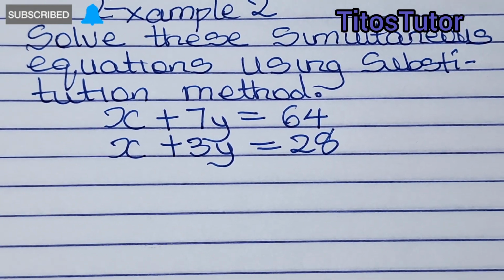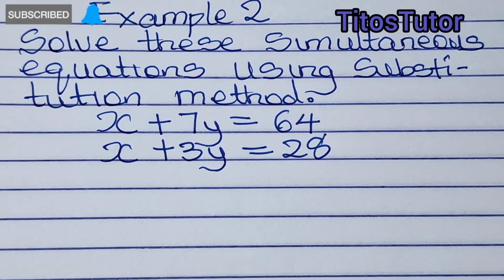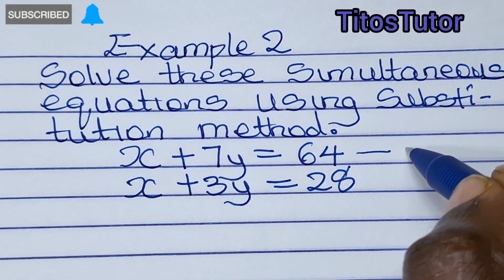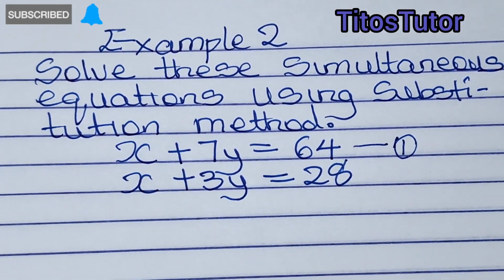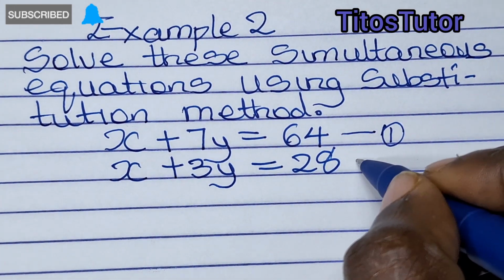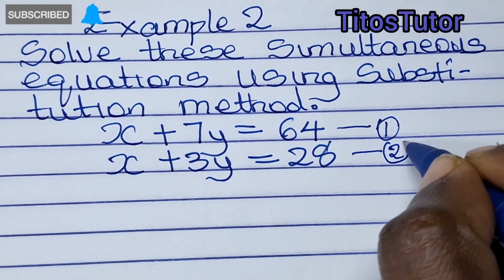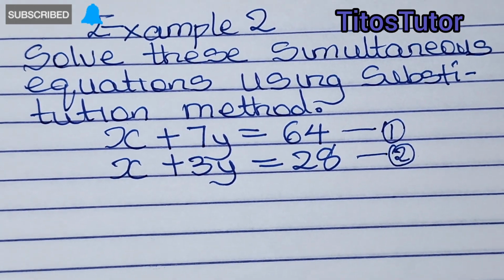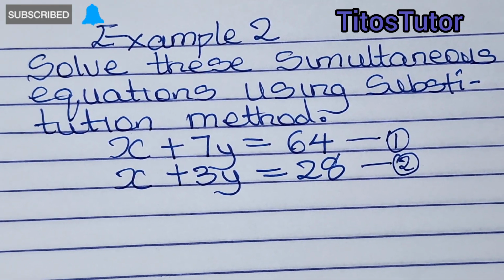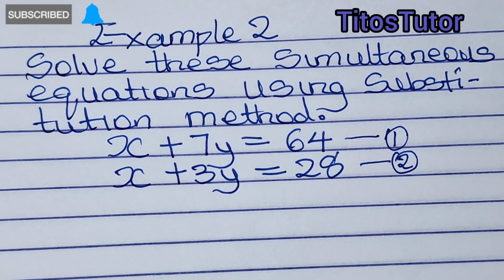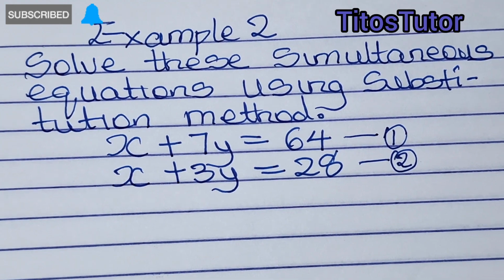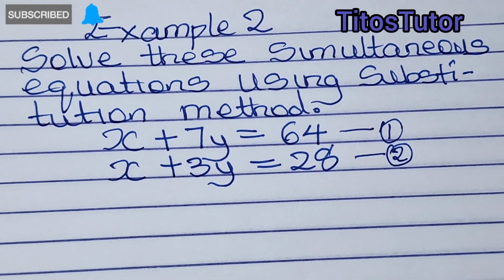Okay, the first equation is x plus 7y equals 64. I'm going to label that equation 1. The second one says x plus 3y is equal to 28. I'll label that equation 2. Now I have my two equations. First step is to make one of the variables the subject of the formula in either of the two equations. I choose equation 1 and I'm going to make x the subject of the formula.